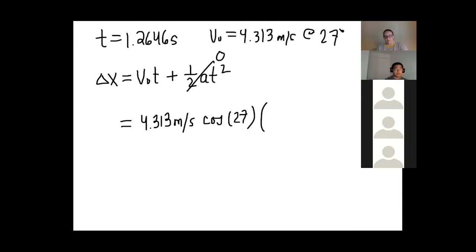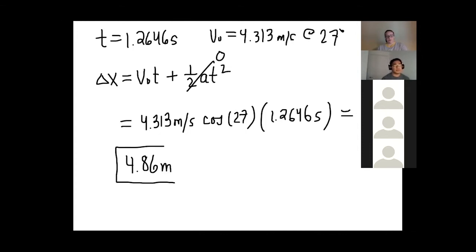Times our time spent in the air, which is 1.2646. And that will give us our delta x, which is equal to 4.86 meters. So that will be the final answer to the question. So we started with a rotational motion problem, and using the information that we got from that, we were able to turn that into a projectile motion problem and solve for the horizontal distance traveled.